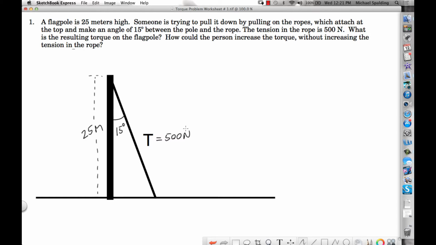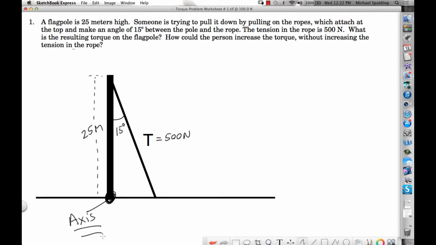Now look, what is torque in the first place? Torque is the ability of a force to rotate an object. If you pulled on a flagpole like this, if you pulled hard enough, could you make this flagpole topple over? Yeah, so basically you'd be rotating it. Where would the axis be for that situation? The axis would be down here. Put a big dot right there. So our axis is right there.